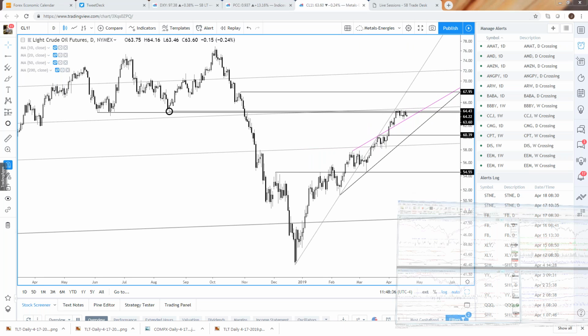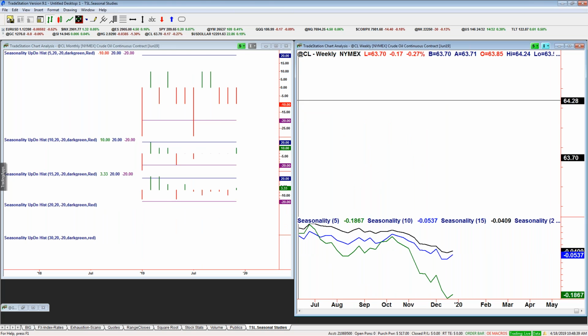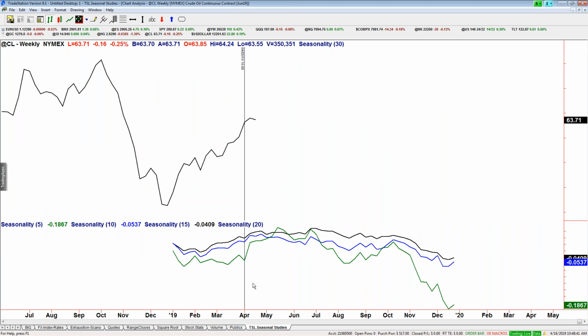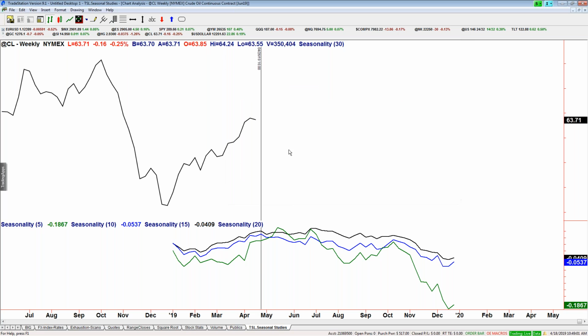Seasonals are interesting in crude oil too, because with longer term seasonals, you were actually near a topping point. So here you go. The green line is the 5, but if you look at the longer terms, the 10 and the 15, you can see that we're into the seasonal peaking point, basically starting next week.